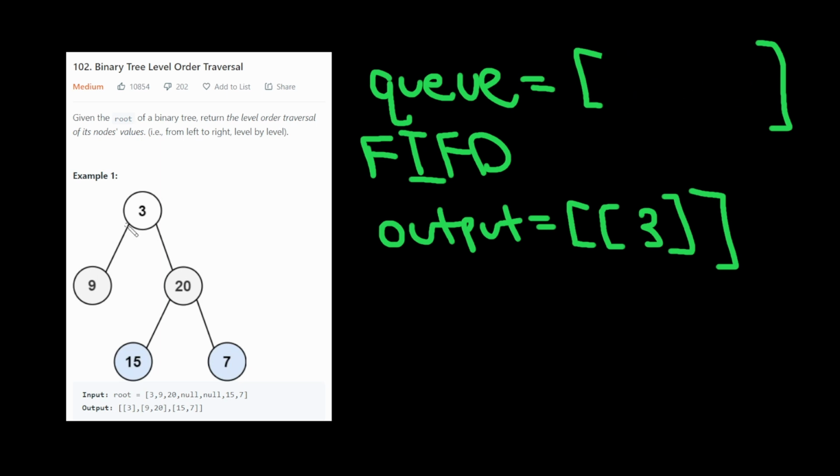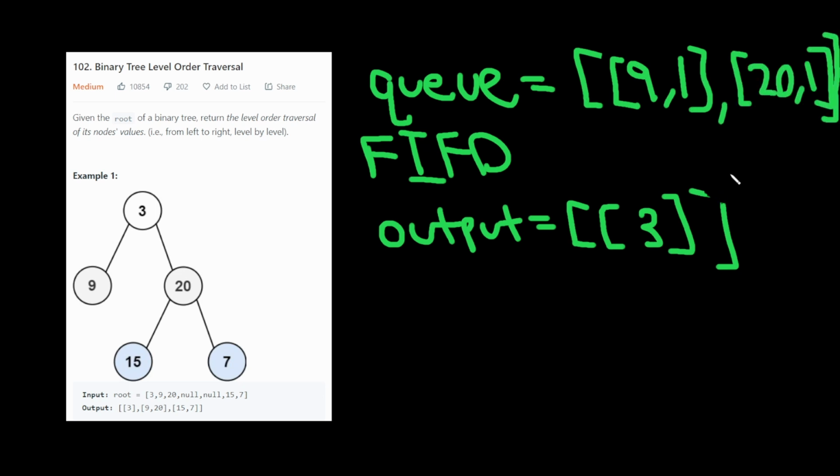Now what we have to do is add the children of 3 onto the queue. So we look at them next. Okay, so now we have to add 9, and we're going to add 1 for the level, because we're on the next level, and then we're going to add 20 and 1. Right, so we do the same thing. So we get to this 9, and we add the 9 to output at the index of 1, so it's going to be a new array inside this output. Then we pop off the 9.